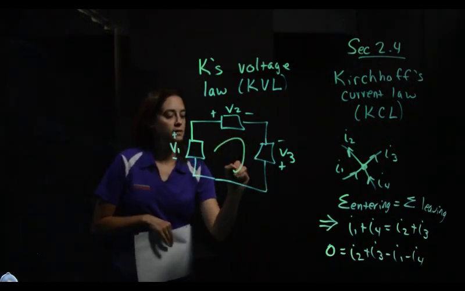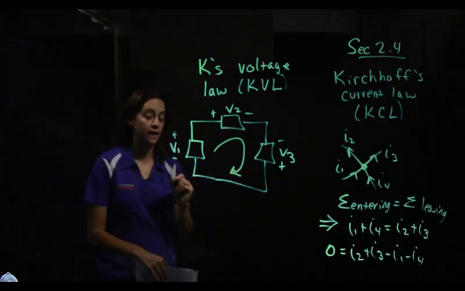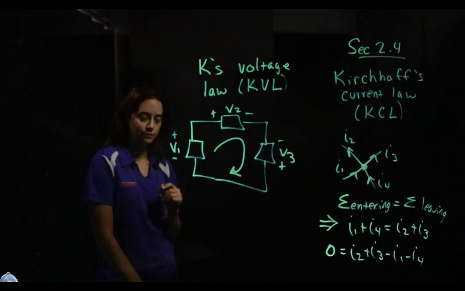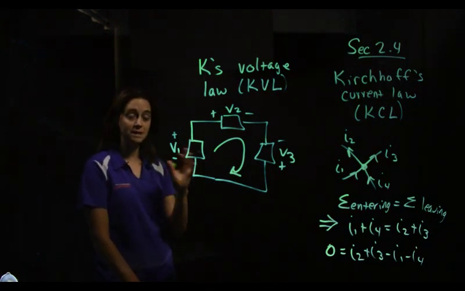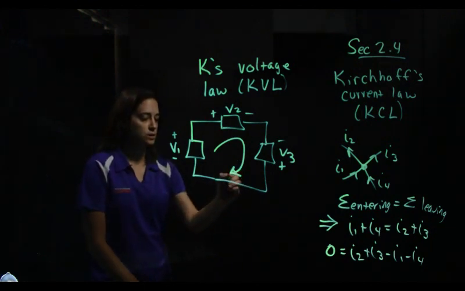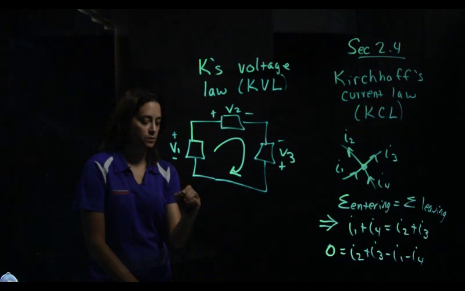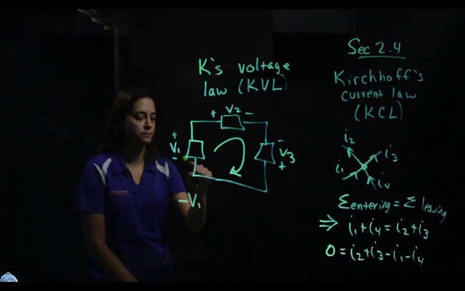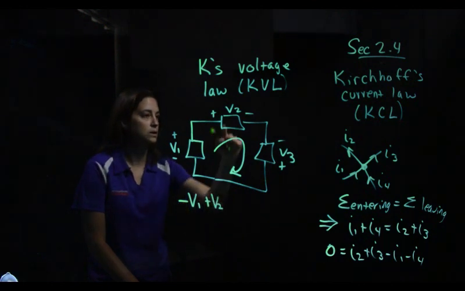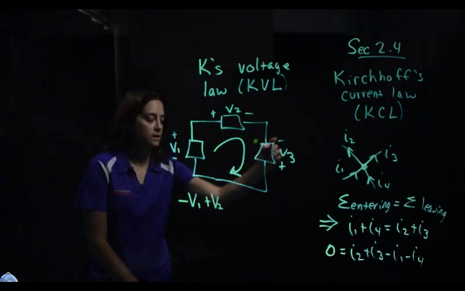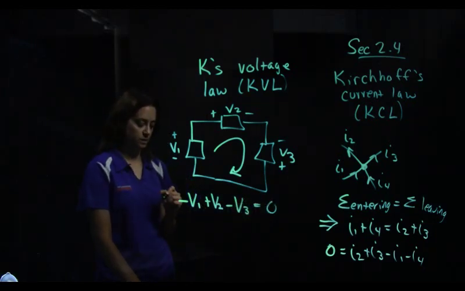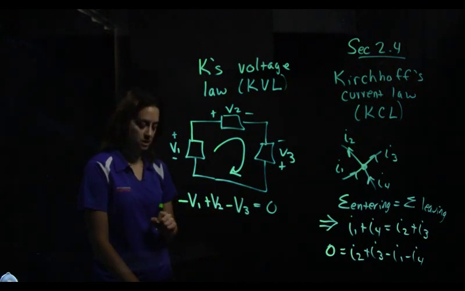So I'm going to draw that loop because it helps us with another technique later. So I'm going to go around this loop. When you're going around this loop, the sign you come to first is the sign you want to write down. That's the same thing as saying the rise is positive, the drop is negative. So if I come around here, come to the negative first. So I'm going to write minus V1. I come to this positive, plus V2. Keep going. I come to the negative, minus V3 equals 0. So that is the sum of the voltages equal to 0.